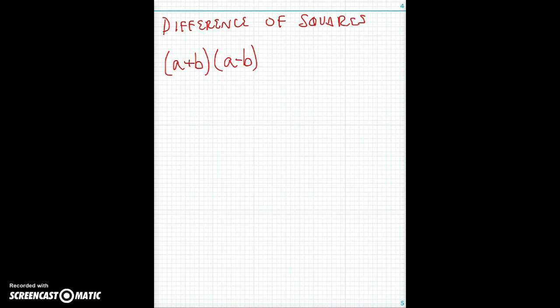like we always do. And so this is going to look like a times a, which is a squared, and then a times negative b, which is minus ab. And then here we have b times a, or a times b. And then finally we have b times negative b, which is negative b squared.